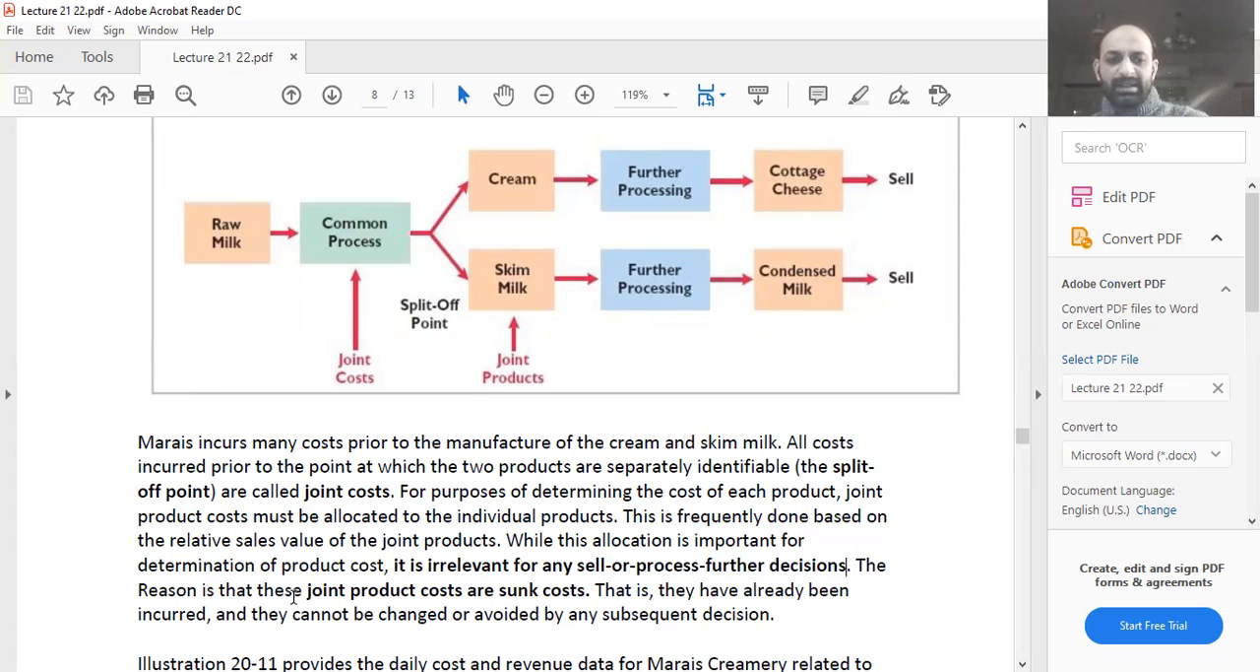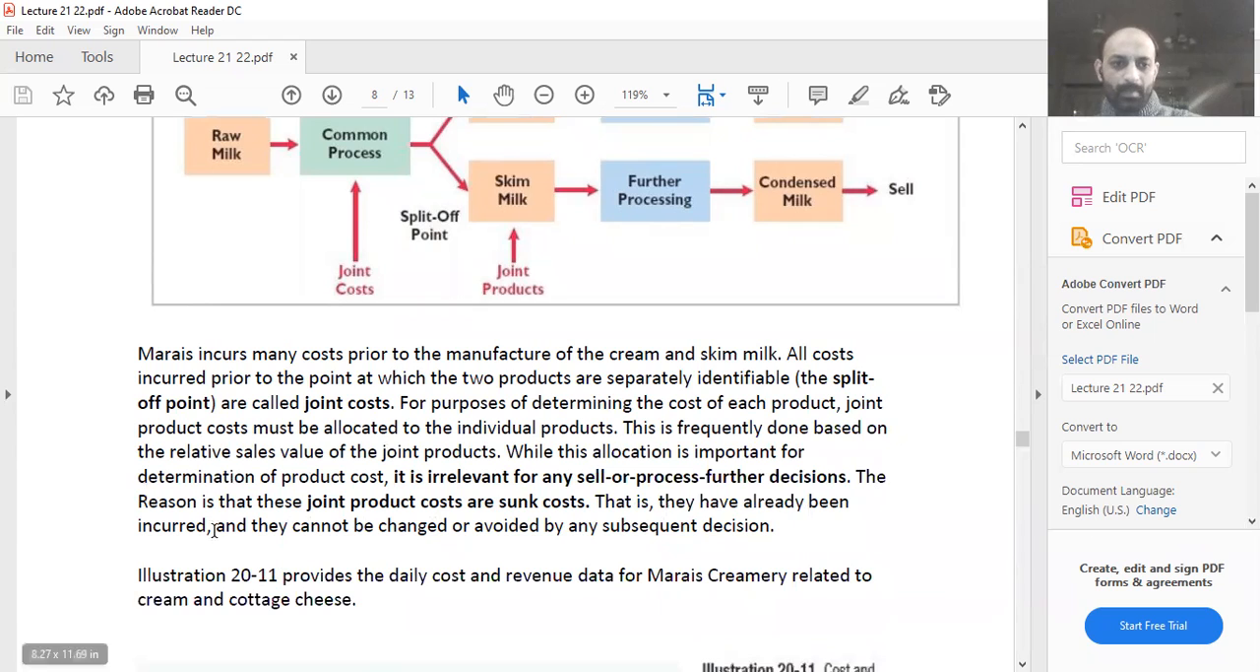The reason is that these joint product costs are sunk costs. As we discussed in lecture 21, a sunk cost is never a relevant cost because this cost cannot be recovered. Since it has already been incurred, it should not affect your decision. That is, they have already been incurred and they cannot be changed or avoided.